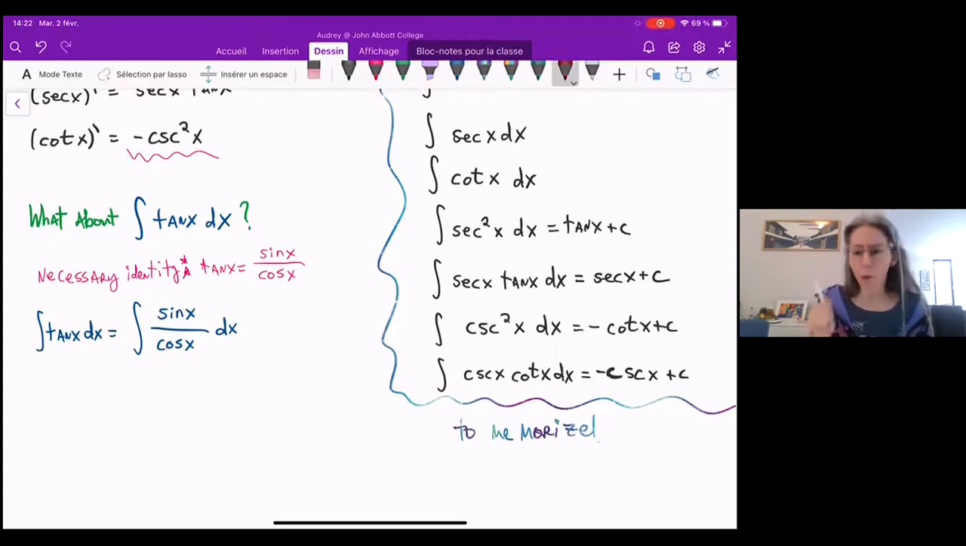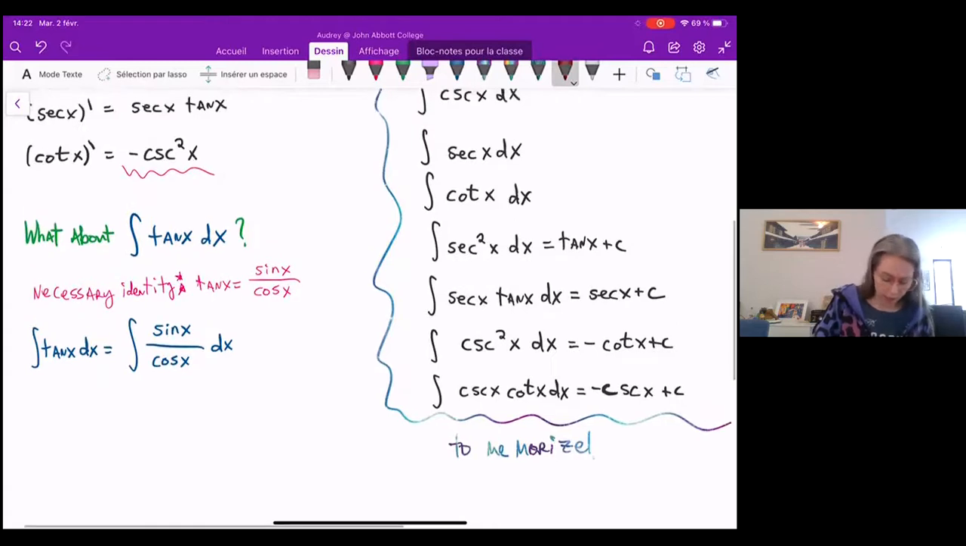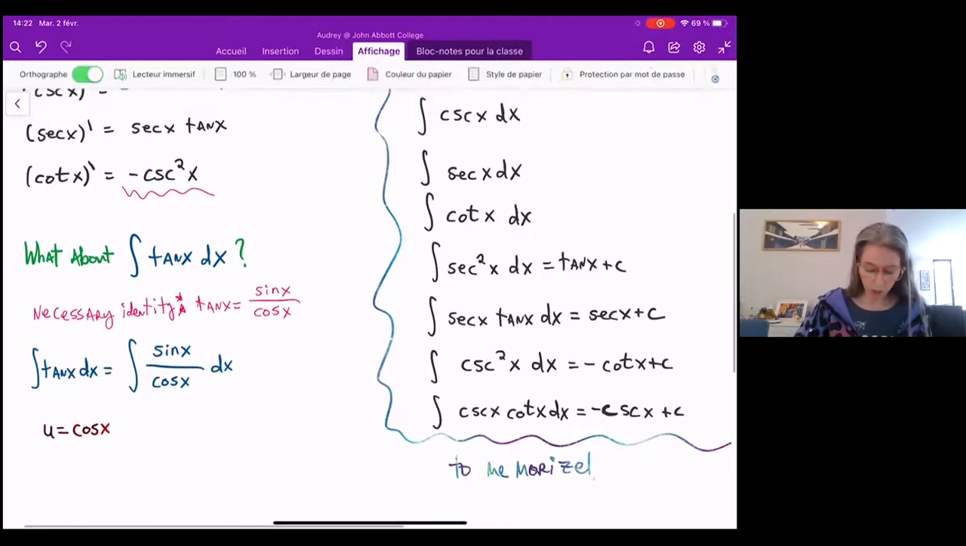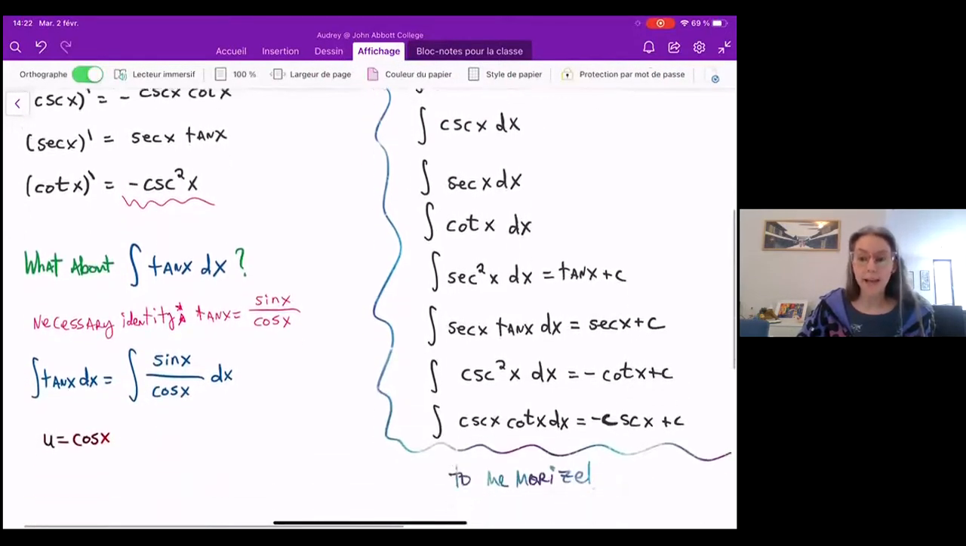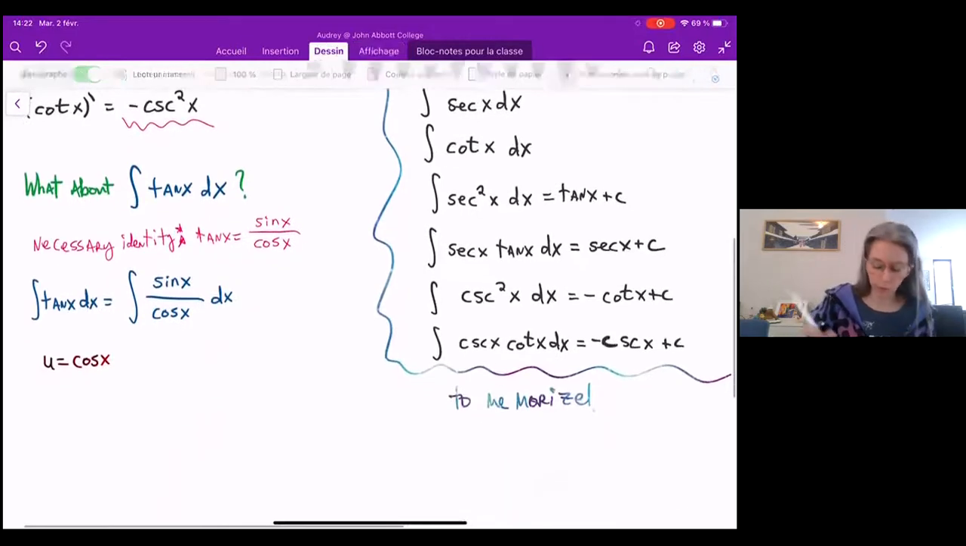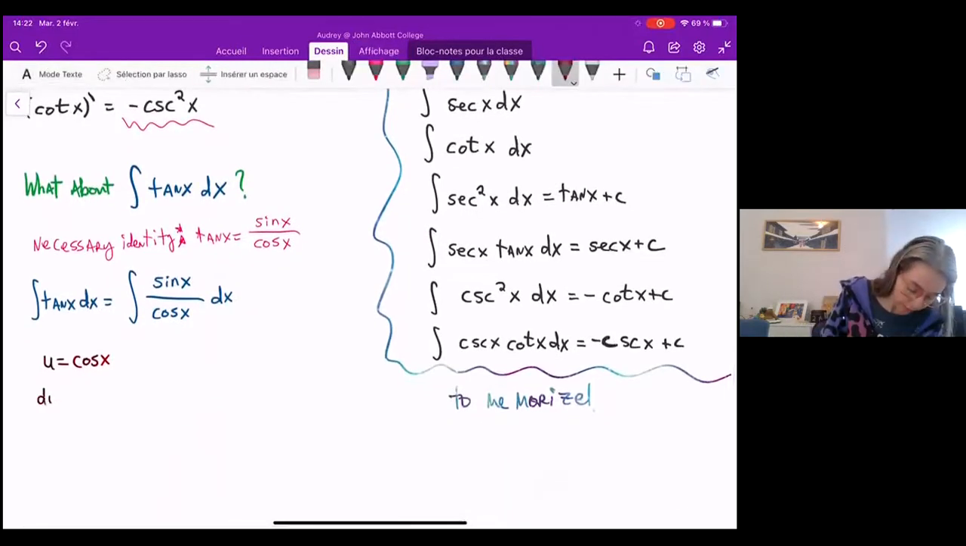Hopefully, if you want to think about it for a second, pause the video. Hopefully you'll arrive at the idea that u equals cosine x is a good u because it's the denominator. And we've said sometimes u is the denominator is a good plan. But more than that, we just remembered up here the derivative of cosine is negative sine. Its derivative is in the numerator. So we also have the derivative right there. So this would be negative sine x dx.